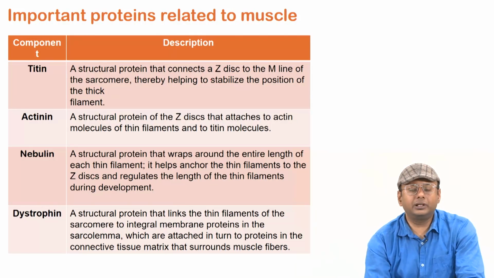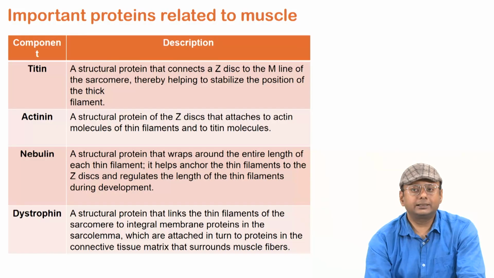Finally, dystrophin, which is a structural protein that links the thin filaments of the sarcomere to integral membrane proteins in the sarcolemma. This is attached in turn to proteins in the connective tissue matrix that surrounds the muscle fiber. So these are some additional protein components that have an important role for the overall muscle.